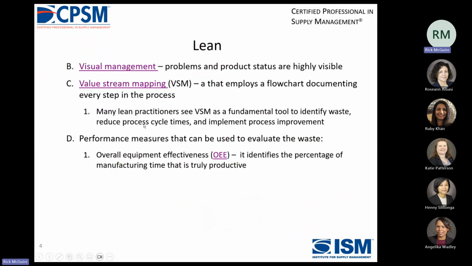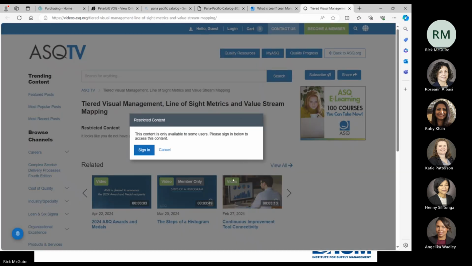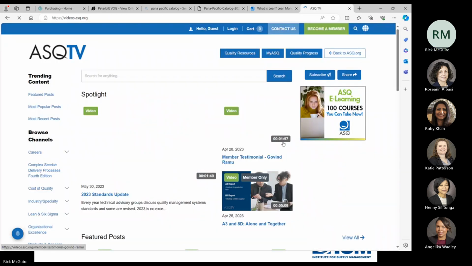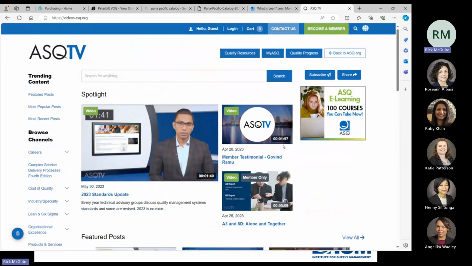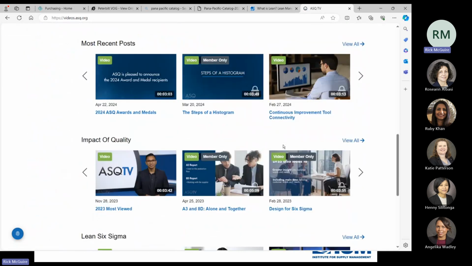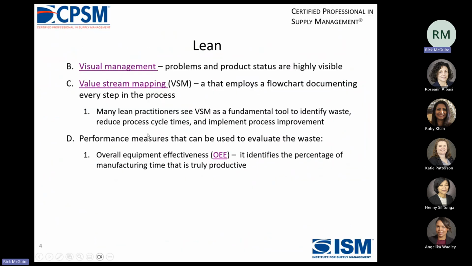Visual management. Problems and product status highly visible. So this is your signs and your statuses on the manufacturing floor. This will tell you more about what it looks like. But you want stuff marked, basically. And there's some other areas we'll cover that will cover this also.